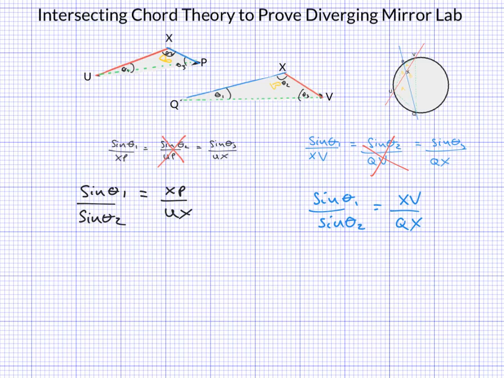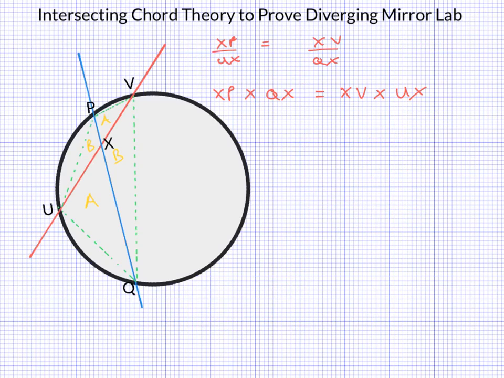And of course, now I can just combine these together. So here's my chord theory, my intersecting chord theory. I have XP over UX is equal to XV over QX, and of course we lose the angles altogether. And now we can make a statement for each of the chords. I can say that XP times QX is equal to XV times UX.